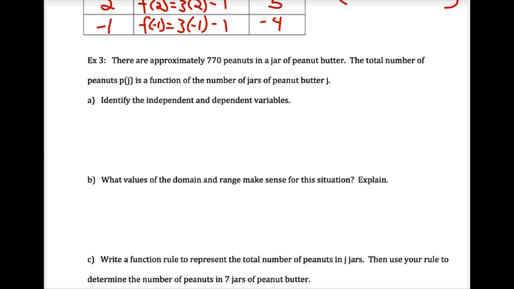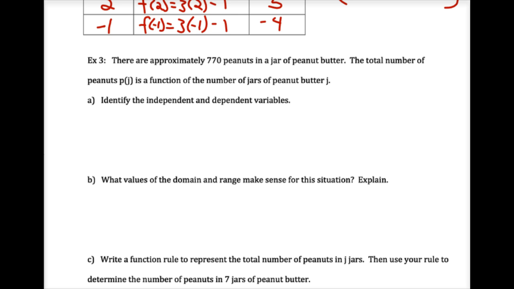The total number of peanuts, okay, because it's a function, instead of f of x, we're going to call it p of j. Last period we wanted to call it pb and j, but it is not pb and j, okay? It is p of j. p of j stands for the total number of peanuts is a function of the number of jars of peanut butter.